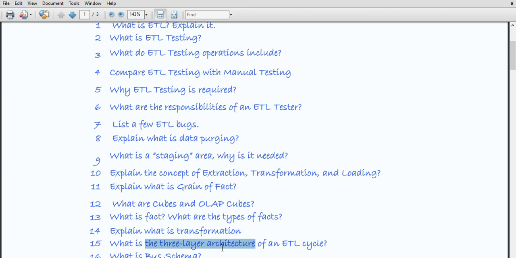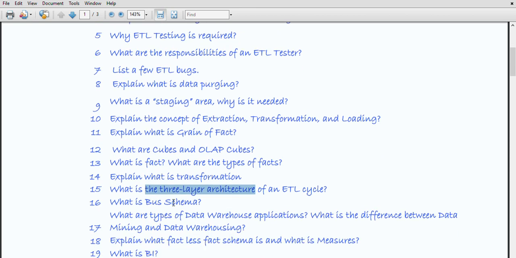The first is the staging layer, which is used to store the data extracted from different source systems. The data integration layer transforms the data from the staging layer and moves the data to the database. And the access layer is used by the end user to retrieve the data for analytical reporting. Then, what is meant by bus schema? The bus schema is used for various business processes to identify the common dimensions. It comes with the conformed dimensions along with the standardized definition of information.